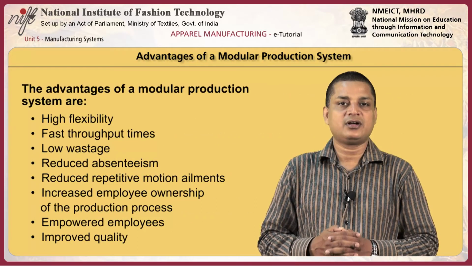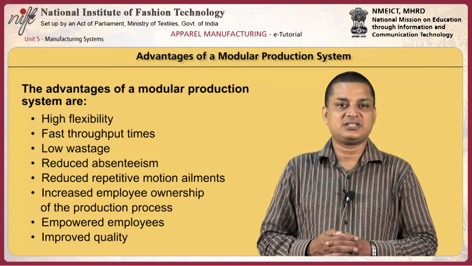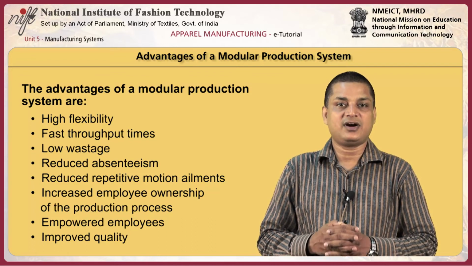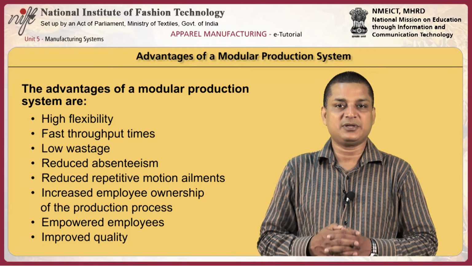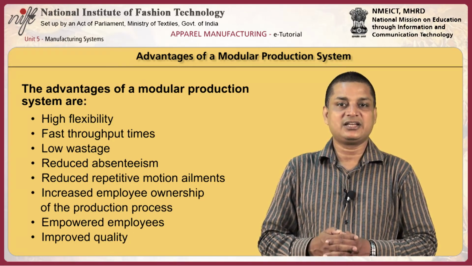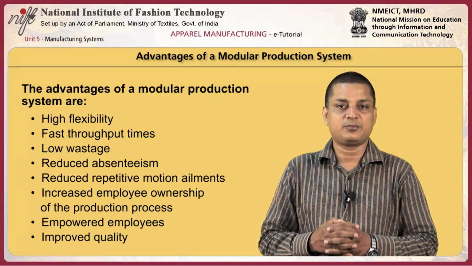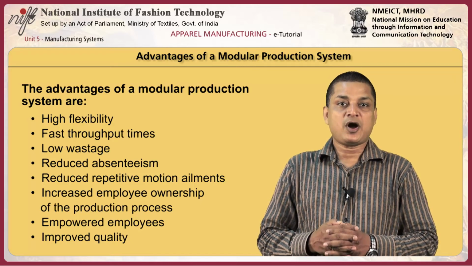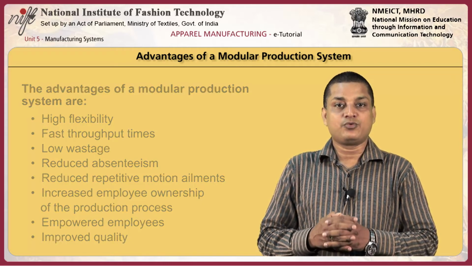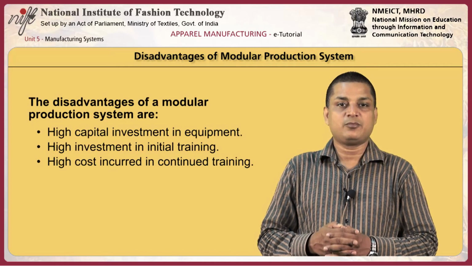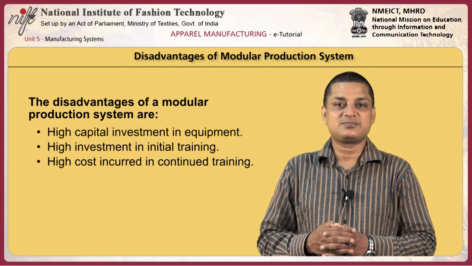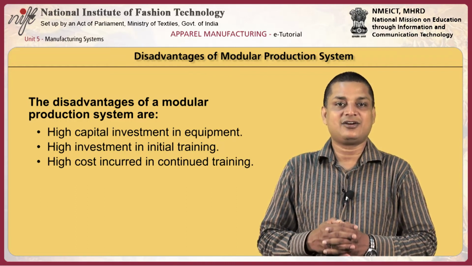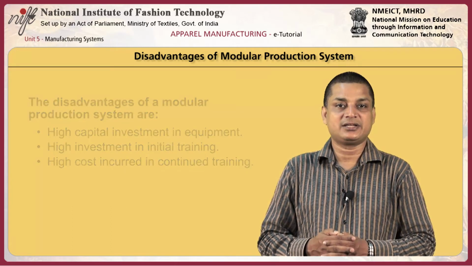The advantages of a modular production system are high flexibility, fast throughput times, low wastage, reduced absenteeism, reduced repetitive motion, increased employee ownership of the product process, empowered employees and improved quality. The disadvantages of a modular production system are a high capital investment in equipment, high investment in initial training and high cost incurred in continued training.